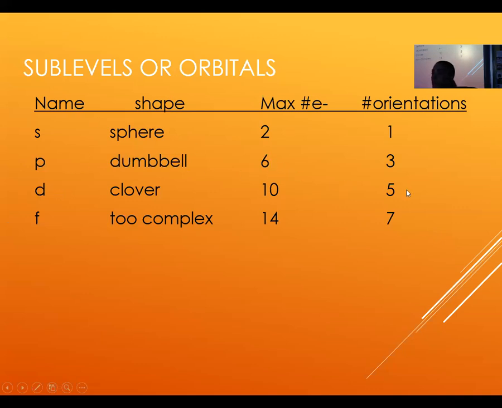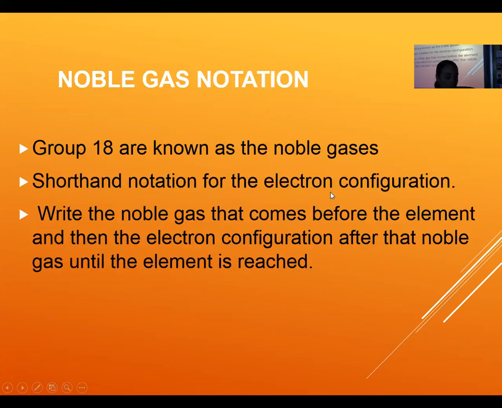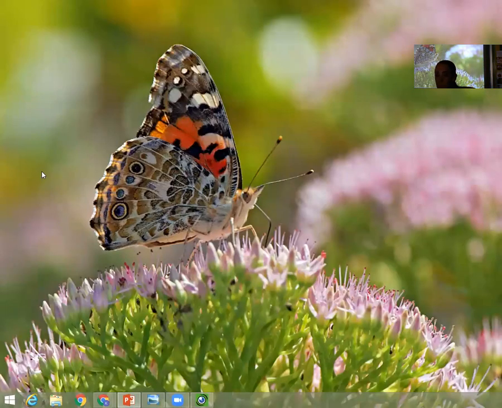In the D level, there's 5 different orientations, which means that it can hold 10 electrons, 2 per orientation, right? 5 times 2. And then in the F level, there's 7 orientations times 2. That gives you 14 maximum electrons that can be held. Okay, that's where we're ending that.